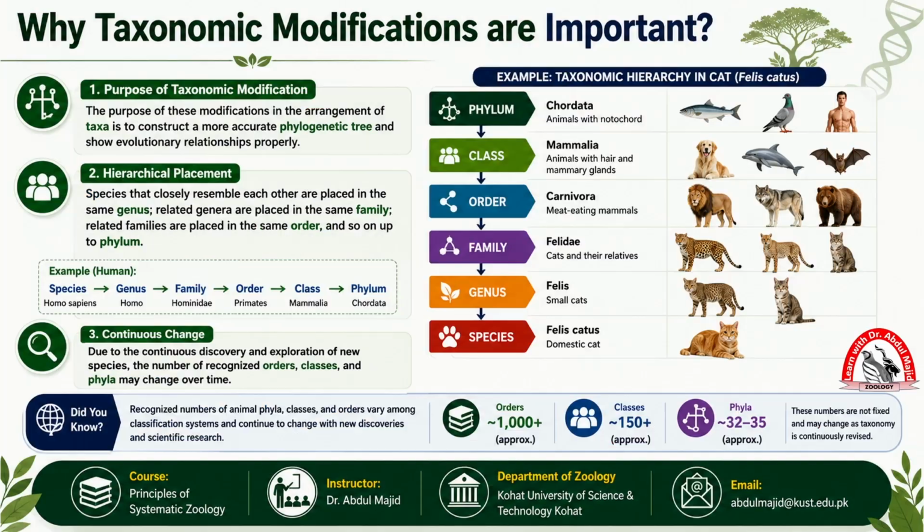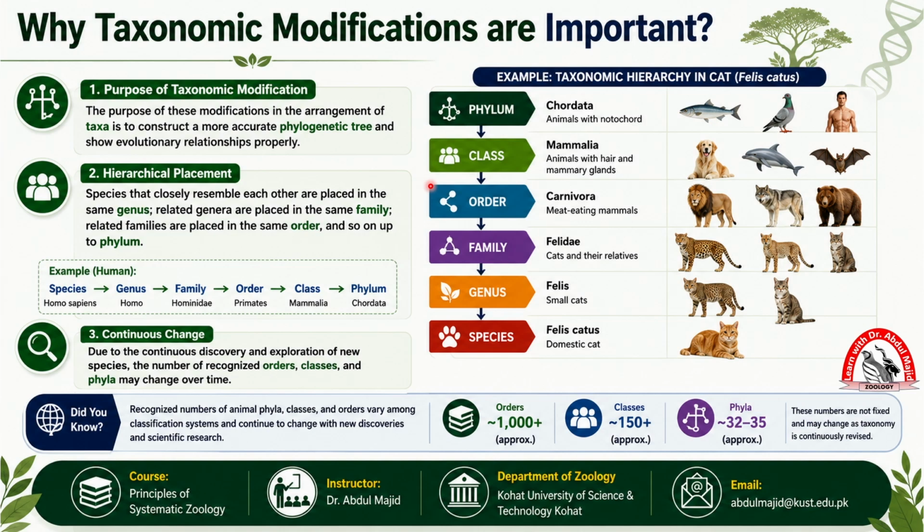Why taxonomic modifications are important in biological classification? The main purpose of modifying taxonomic categories is to construct a more accurate phylogenetic tree. A phylogenetic tree shows the evolutionary relationships among organisms and helps scientists understand how different animals are related to each other. In taxonomy, organisms that closely resemble each other are grouped together step by step.